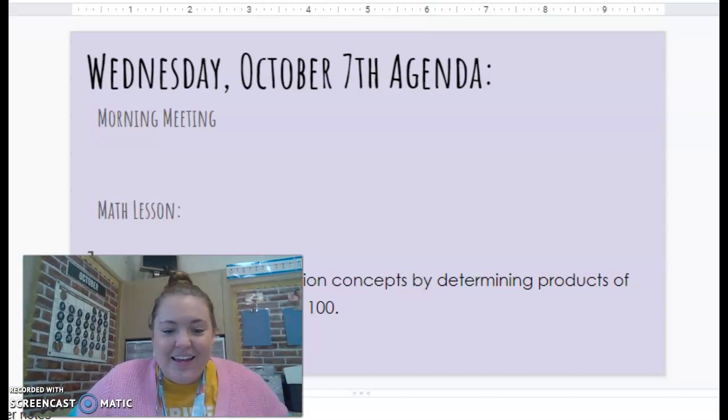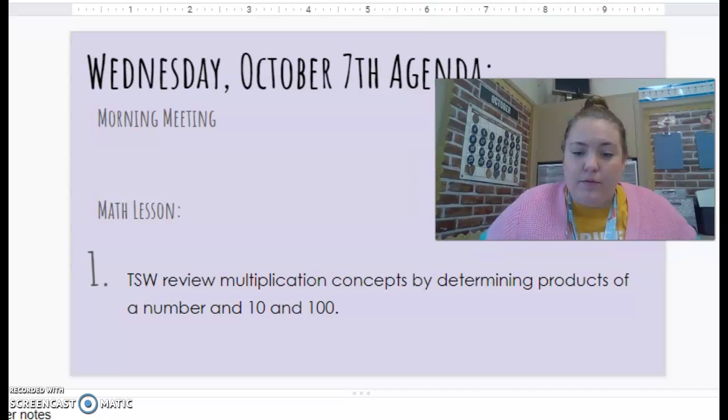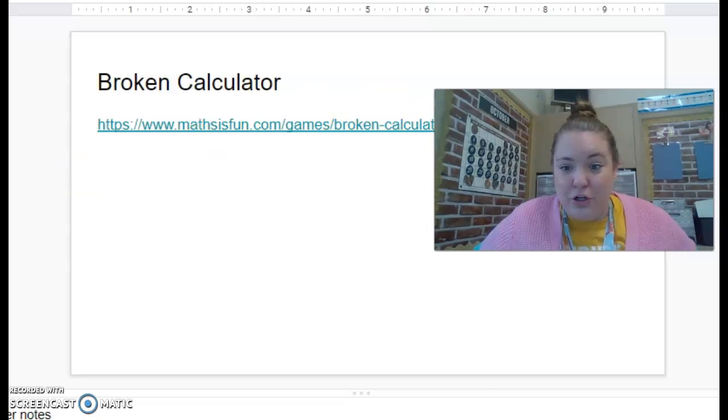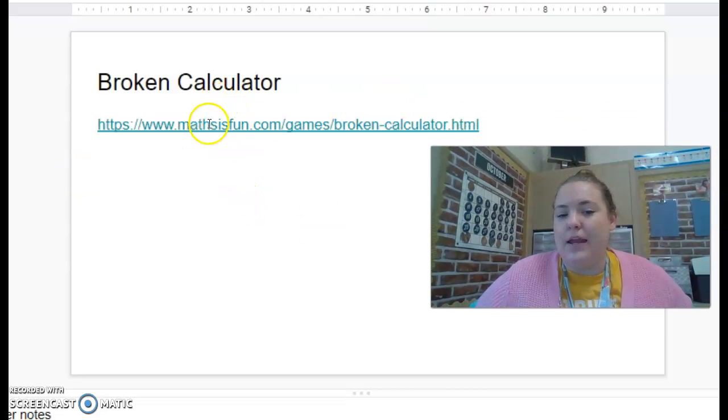Good morning! Today is Wednesday, October the 7th, and today we are going to review multiplication concepts by determining products of 10 and 100. So we're going to continue doing what we did yesterday, but we're going to focus in on multiplying by 10 and 100. So our first activity is this broken calculator. I'll include the link. I want you to go ahead and get on that and play with it for a little bit and use that as a way to expand your knowledge and thinking.